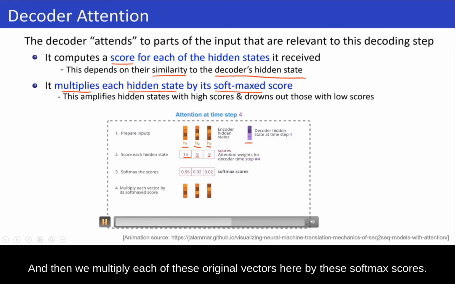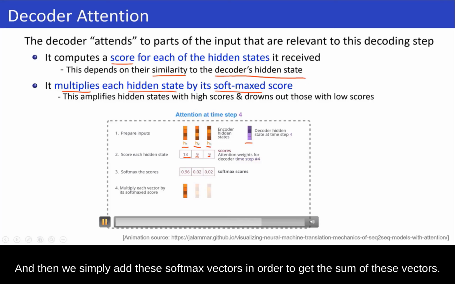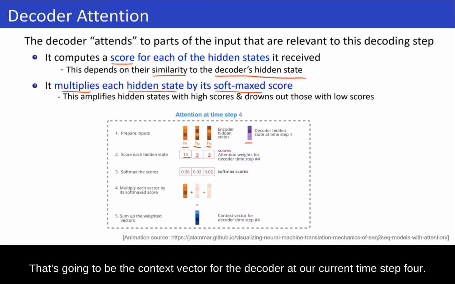And then we multiply each of these original vectors here by these softmax scores. And then we simply add these softmaxed vectors in order to get the sum of these vectors. That's going to be the context vector for the decoder at our current time step 4.